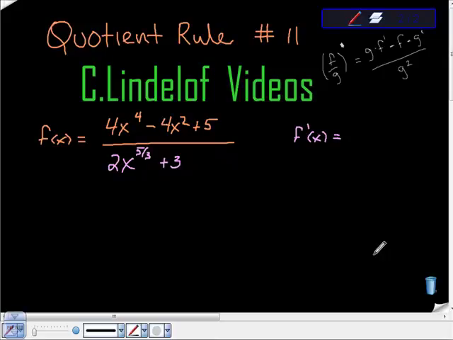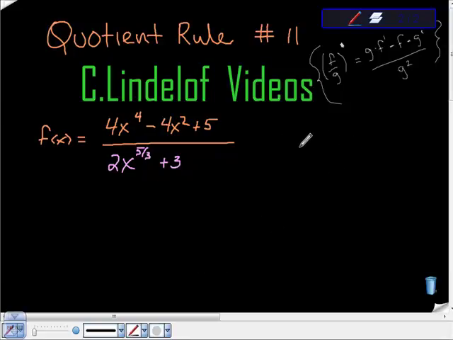Okay, Lindelof videos, calculus, the quotient rule, problem number 11. So here, hopefully you've memorized this, but here is the quotient rule, the definition of the quotient rule, and that's what I'm going to use here. All I have to do is, frankly, decide where the top function is, where the bottom function is, and what the derivative is of each of those.